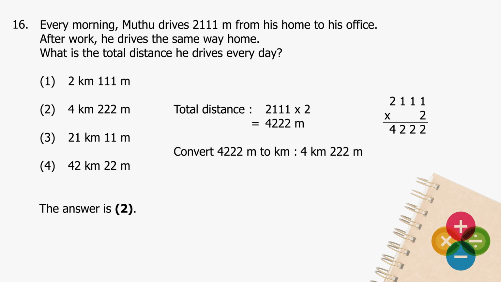Muthu drives 2,111 meters from his home to his office. If he drives the same way home, he will drive another 2,111 meters home. Multiply 2,111 meters by 2. You will get the product 4,222 meters. Convert 4,222 meters into kilometers and meters. The answer is 4 kilometers 222 meters. The answer is 2.